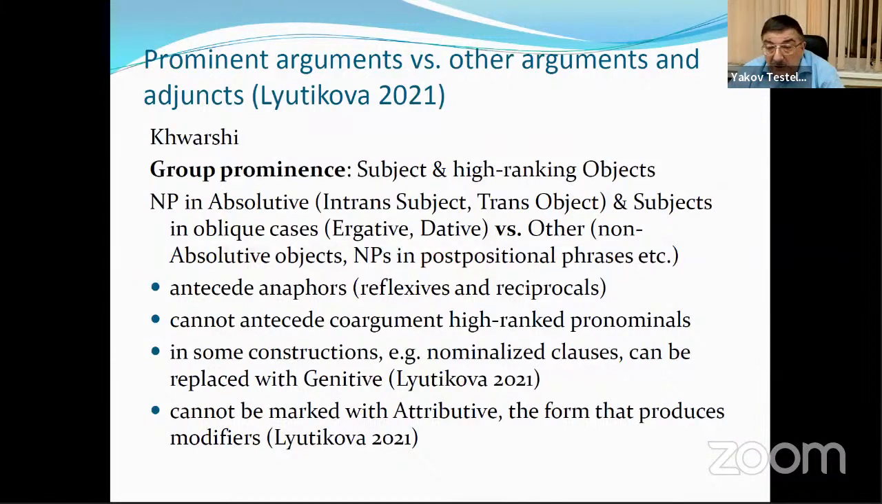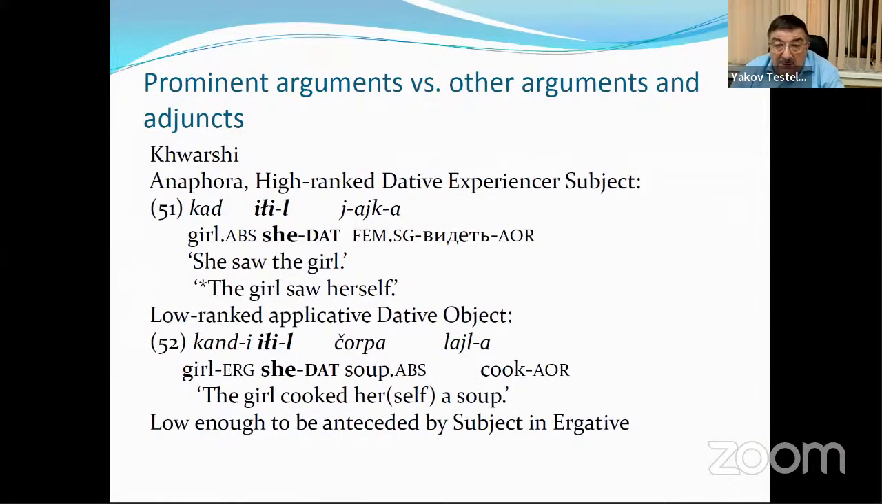Only they cannot antecede co-argument high-ranked pronominals, that is, pronominals of the same rank as themselves. In some constructions, for example, in nominalized clauses, only they can be replaced with genitive. And they cannot be marked, in Kvarshi, with attributive, the special form that produces modifiers. So, for example, in Kvarshi anaphora, high-ranked dative experiencer as subject, Kadihil Yeika can only mean she saw the girl, but it cannot mean the girl saw herself, because the dative experiencer is too high to be anteceded by the absolutive antecedent girl.